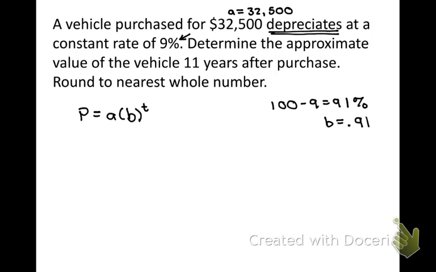So I'm going to have the following: 32,500 times 0.91 to the t. Now my t value in this problem is 11. And this is something I am going to have to enter into my calculator, and it wants me to round to the nearest whole number. When I do that, I'm going to get $11,517.